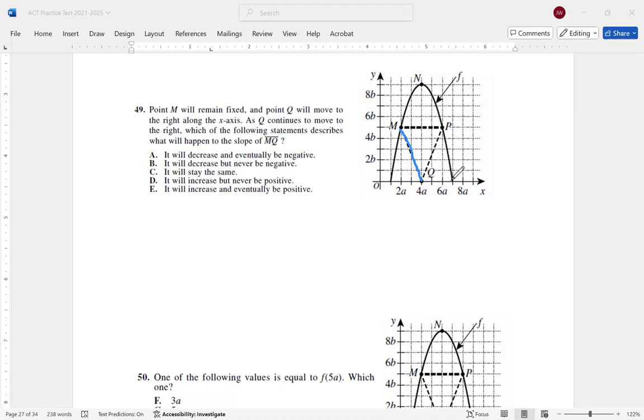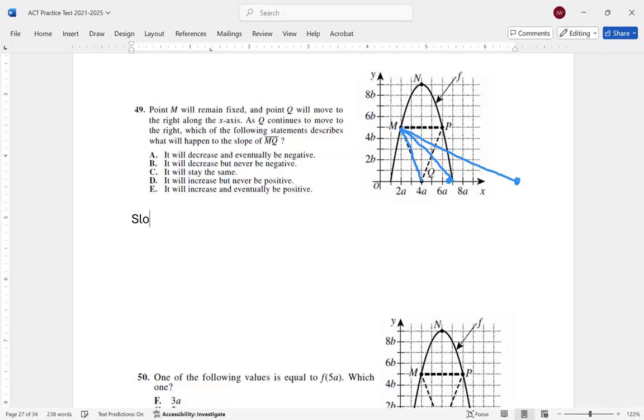As you move Q towards the right, let's say you move Q to here, well, the slope is going to increase because it's not going to be quite as steep in the negative direction. And as you move Q way out here, notice that the slope is going to increase and increase and increase, and the more you move it to the right, the more it increases. However, the slope will always be negative.